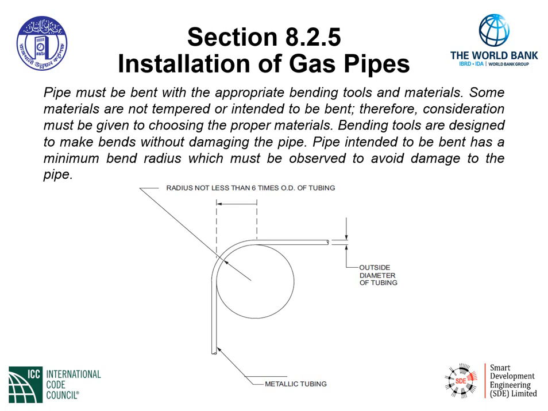So pipe must be bent with appropriate bending tools and materials. Some materials are not tempered or even intended to be bent. Therefore, consideration must be given to choosing the proper materials. Bending tools, of course, are designed to make bends without damaging the pipe. Pipe intended to be bent has a minimum bending radius, which must be observed, of course, to avoid any damage to the pipe and, of course, any restrictions in flow.